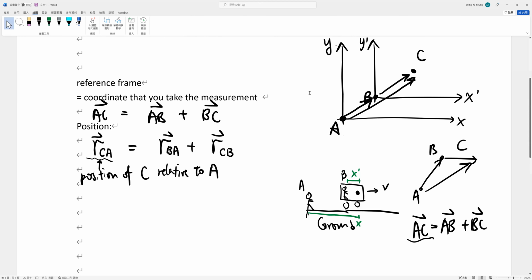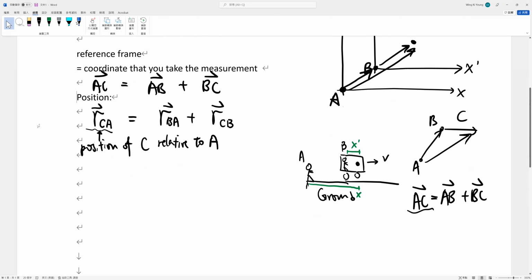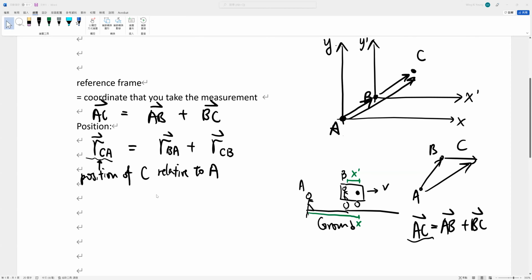Do you have any questions here? If you can't understand this point, then we can't move on here. Now let me know if you find any questions. So then let's move on.